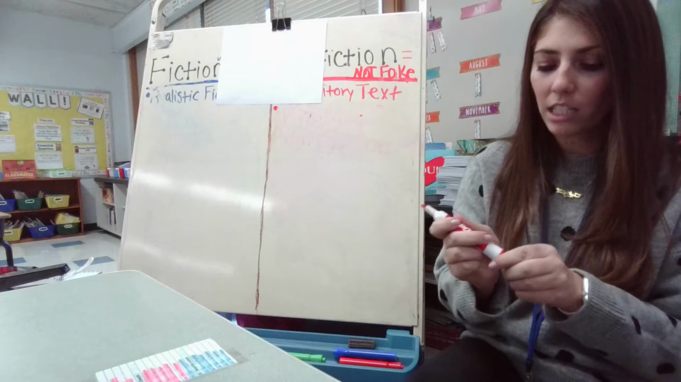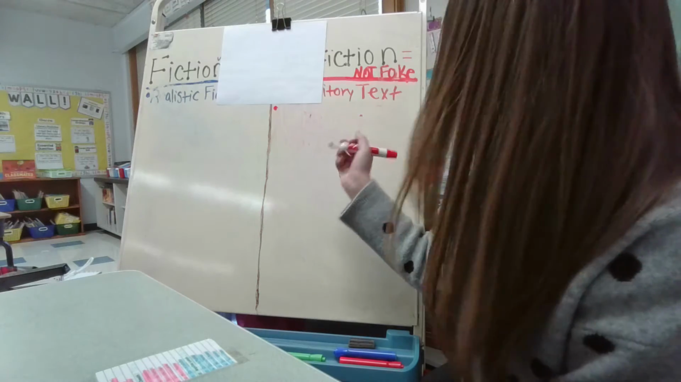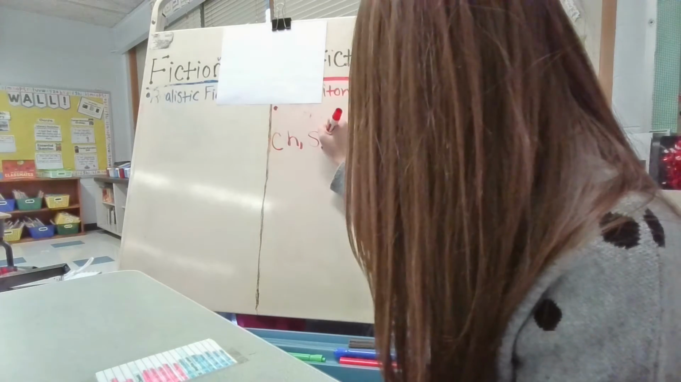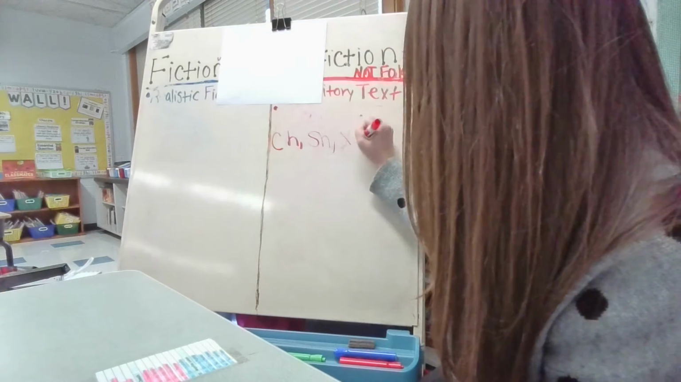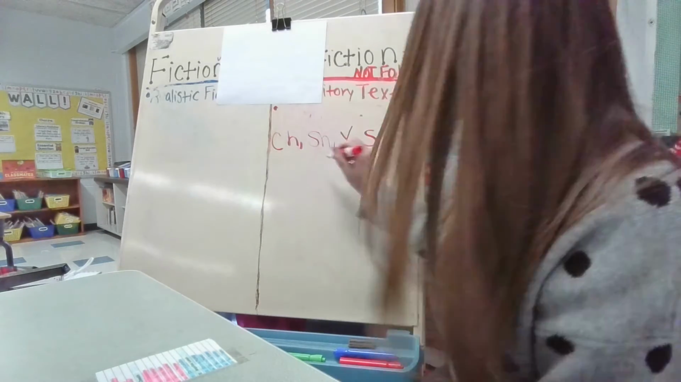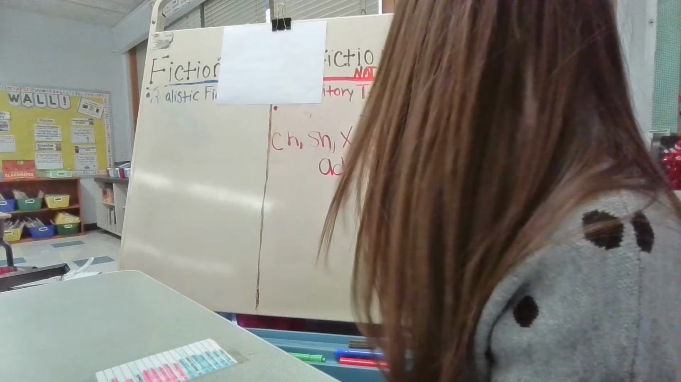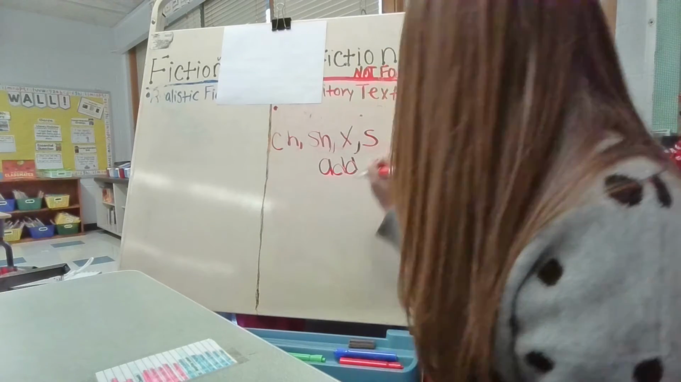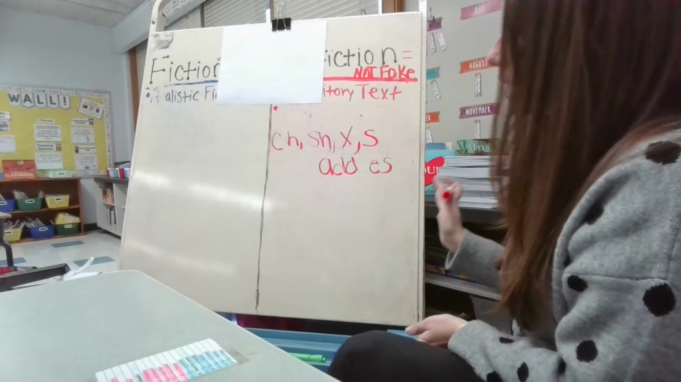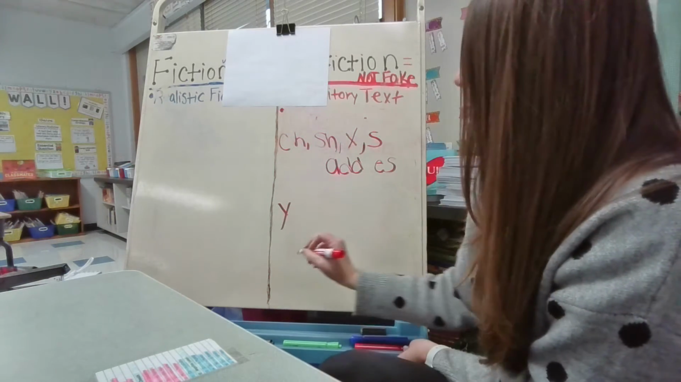So last week we talked about making plural words when the word ends in a CH, SH, X, or S. Okay, we know when our word ends in that, we add ES. But sometimes our words end in other things. Sometimes our words end with a Y or a F.